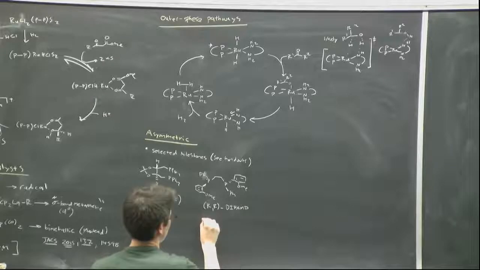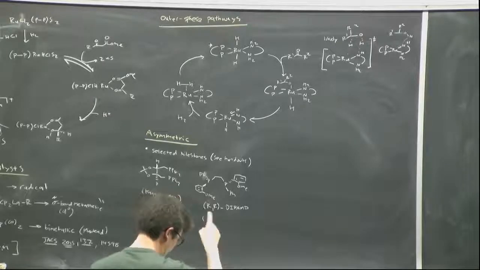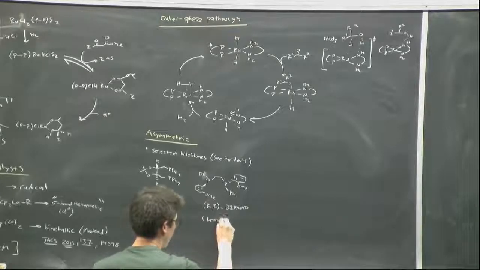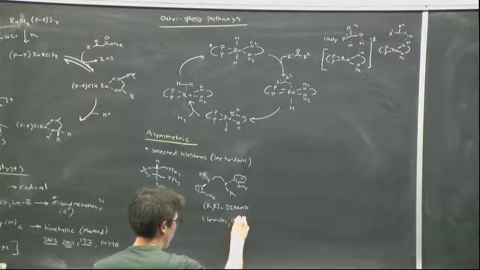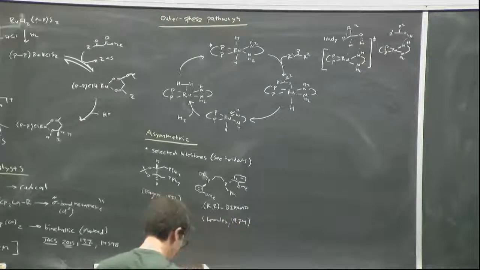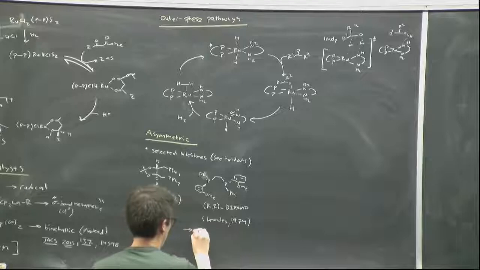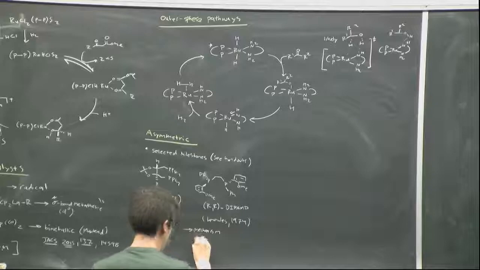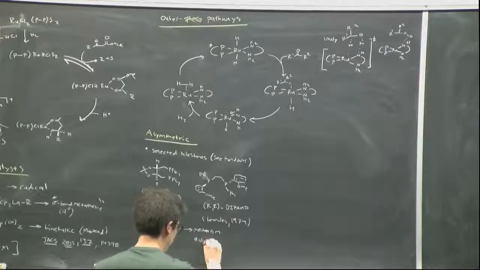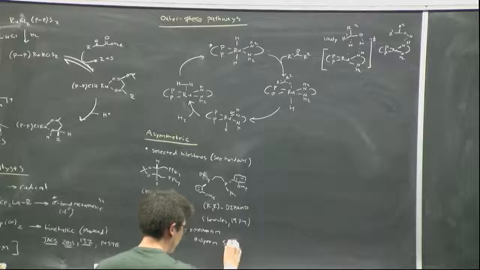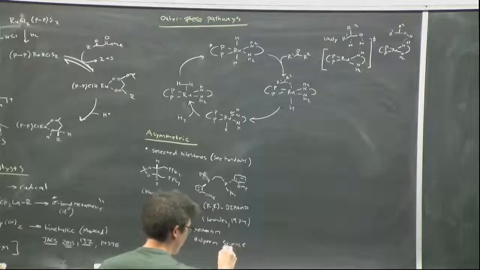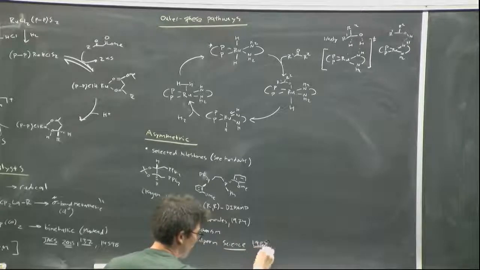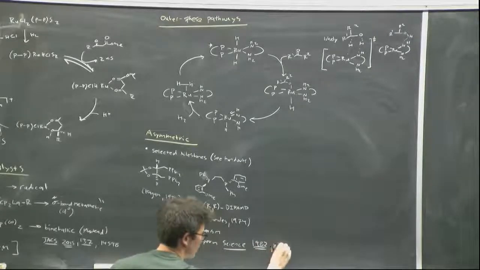And then Knowles came with his DIPAMP structure, which is chiral at P, but also C2 symmetric. And it worked really well. This was the one that was used commercially in Monsanto's synthesis of L-DOPA. This is also the system, probably many of you have heard of this paper alluded to. I'm not sure how many people have actually read it, but it's worth reading.